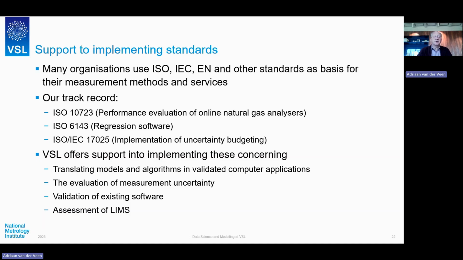That support can, of course, have different forms. It can be in the form of translating models and algorithms into computer applications, the evaluation of measurement uncertainty, the validation of software, and the assessment of the performance of laboratory information management systems.